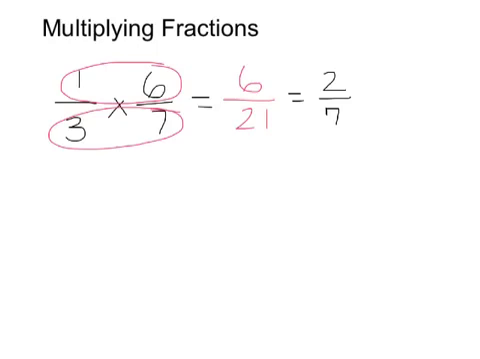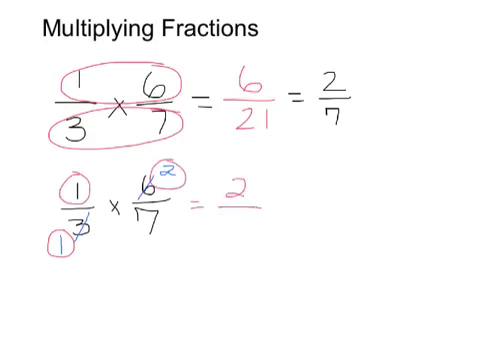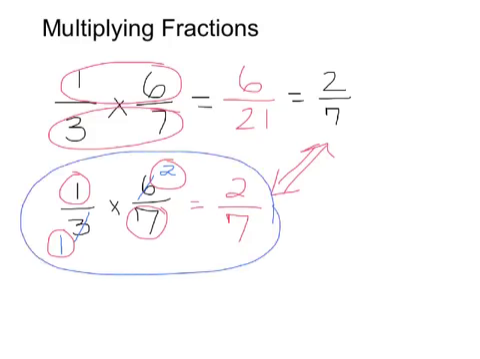To avoid having to reduce at the end and the numbers getting at times substantially larger, one way is to reduce beforehand, to go on the diagonal, to recognize that 3 and 6 are both divisible by 3. 3 divided by 3 is 1. 6 divided by 3 is 2. And then use these new numbers to multiply. 1 times 2 is 2. 1 times 7 is going to give me 7.